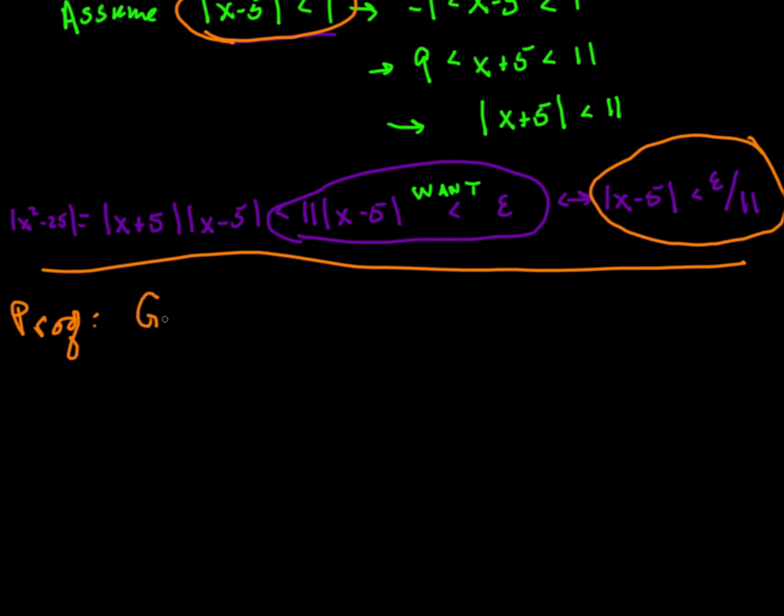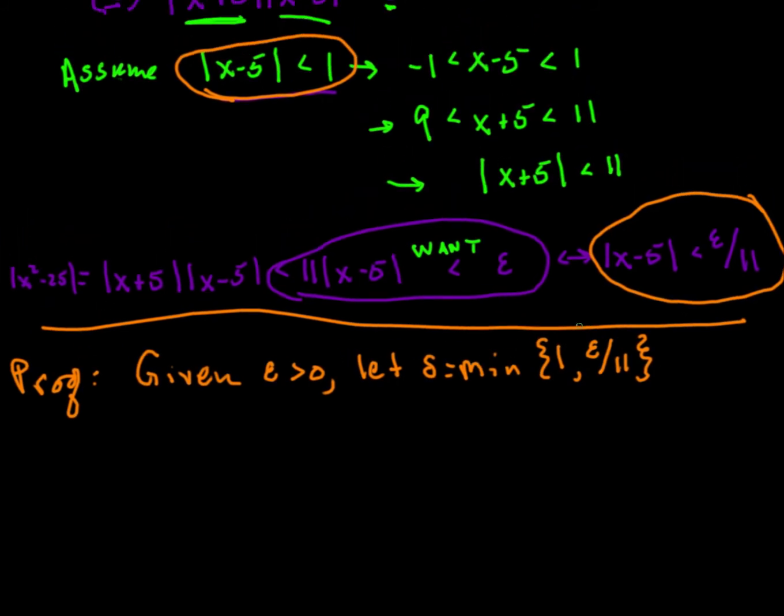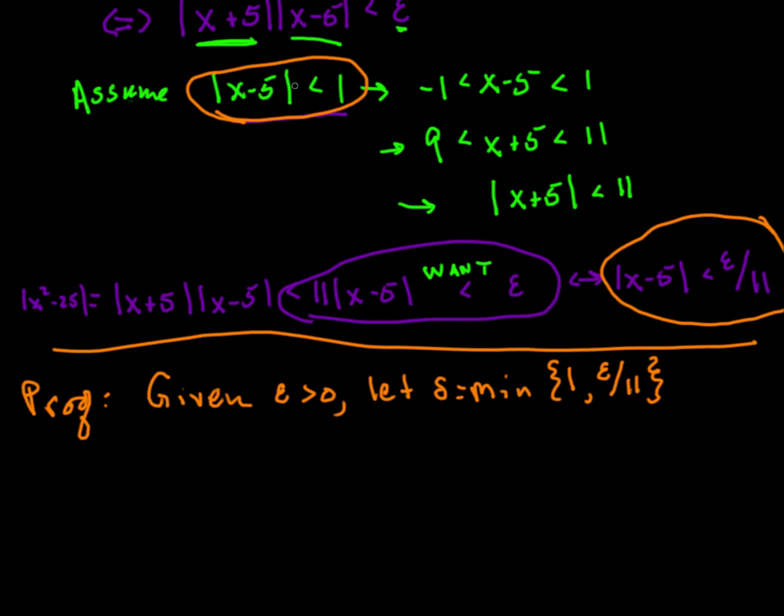So we're given epsilon bigger than 0. And we're going to let delta be the smallest, so I'm going to call it the min, of both the numbers 1 and epsilon over 11. And why do I need to do that? Well, because I don't know the value of epsilon. I made this assumption. I forced this on our hands that x minus 5 has to be less than 1. And delta is the value that gives me my constraints on x minus 5. So I need it to be smaller than 1, but I also need it to be smaller than epsilon.